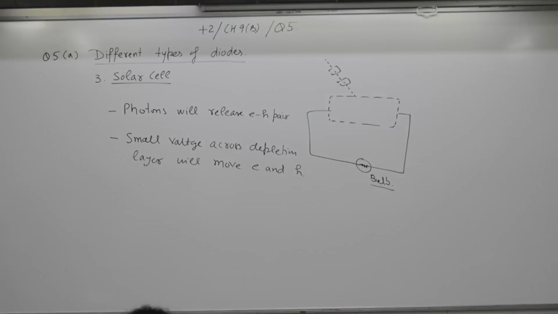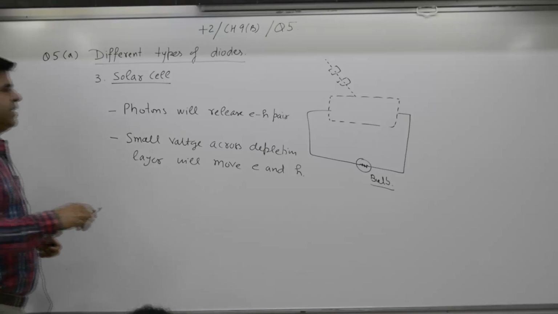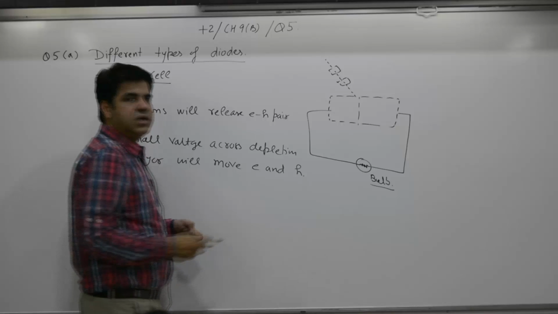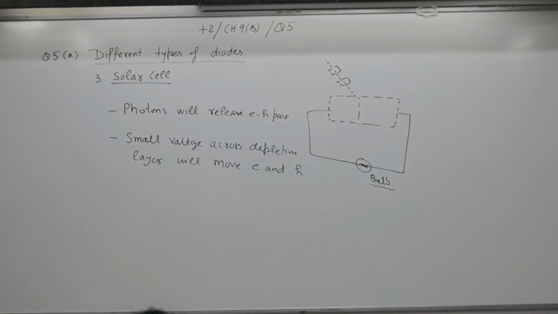Electrons and holes are collected at the two ends. That means, say if electrons move clockwise, then the holes may move anti-clockwise, not an issue.